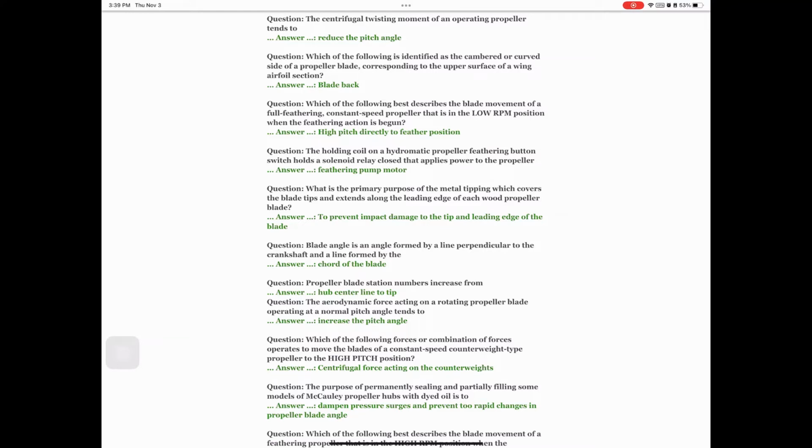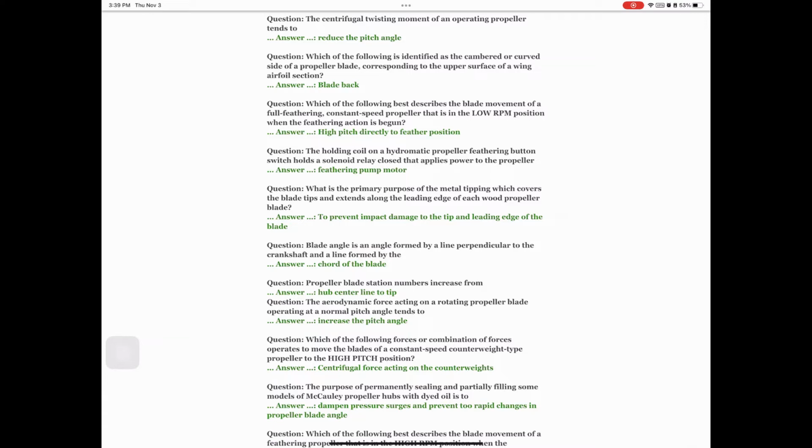Question: the holding coil on a hydromatic propeller feathering button switch holds a solenoid relay closed that applies power to the propeller. Answer: feathering pump motor. Question: what is the primary purpose of the metal tipping which covers the blade tips and extends along the leading edge of each wood propeller blade? Answer: to prevent impact damage to the tip and leading edge of the blade.